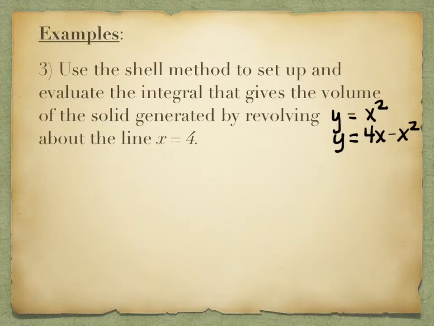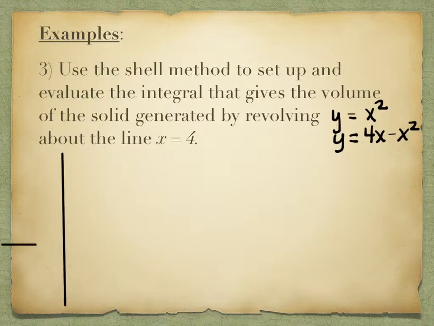Today we're going to finish the material we started last time, which was solids of revolution, talking about the shell method, and we have one more example. We're going to use the shell method to set up and evaluate an integral, and the solid we're going to generate is bounded by the curves y equals x squared and y equals 4x minus x squared, and we're going to revolve this around the line x equals 4.